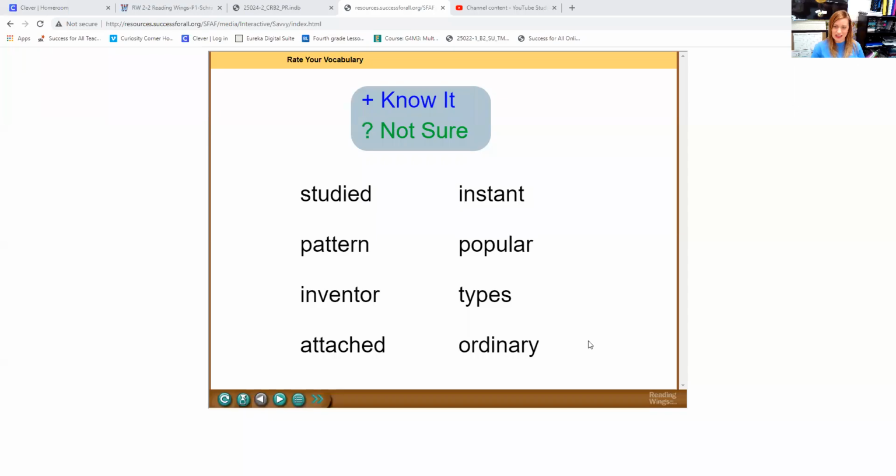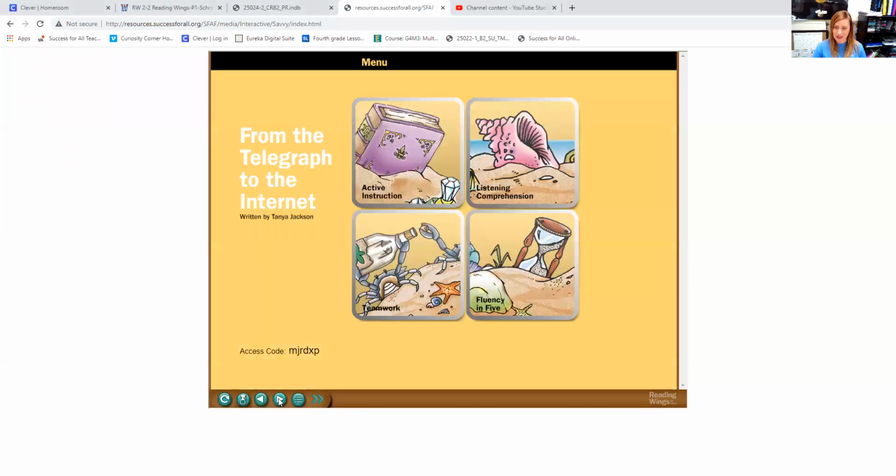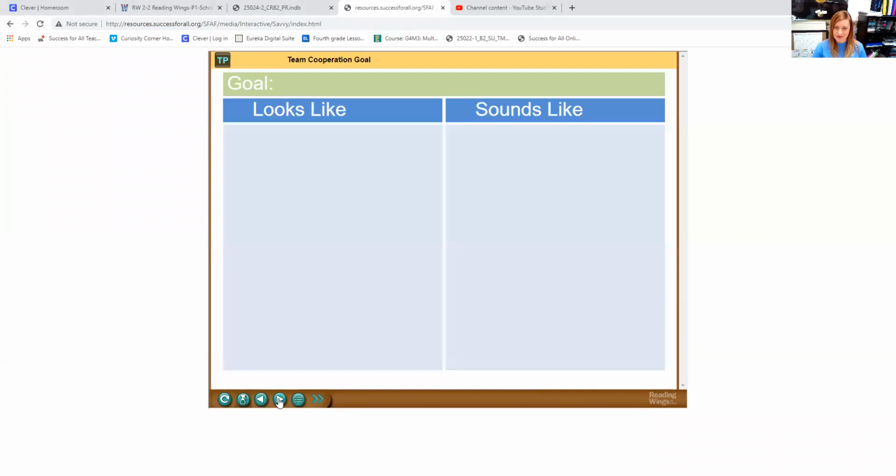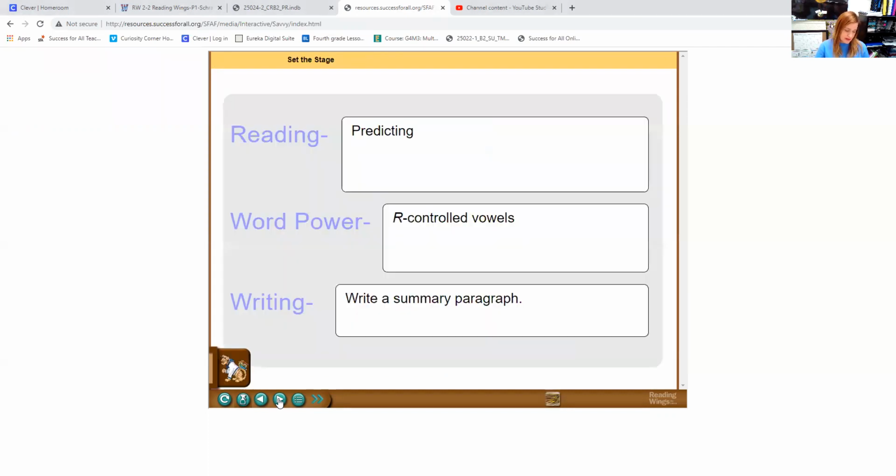So if you watched the last video, we already rated our vocabulary if we know it or we're not sure about it. Okay, so our team cooperation goal this time is called complete tasks. So think about what that might look like or sound like. Well, when you complete tasks, you make sure your work is complete. You check any rubrics to make sure that you're successful and you are sharing those ideas.